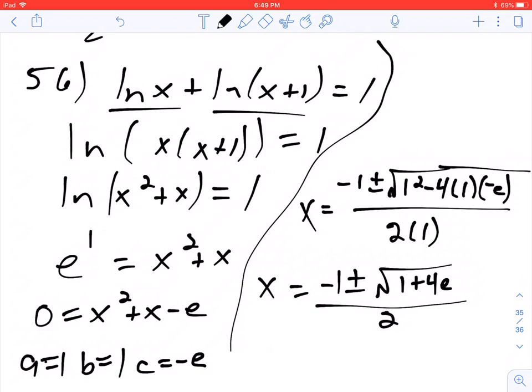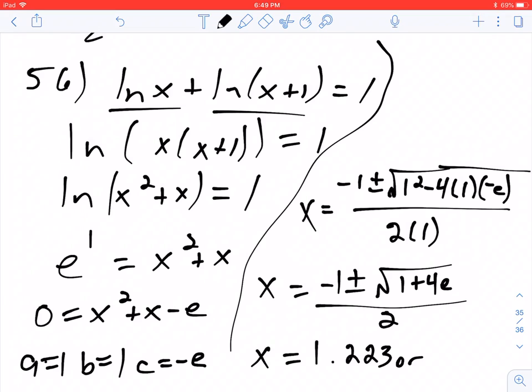And that right there is what you're going to type into your calculator. You really can't condense that anymore. But there's two answers in one. First, you have to type it in with the plus, and then you need to type it in with the minus. So in doing that, you're going to type -1 plus the square root of 1 plus 4e. You want to close out your parentheses, make sure, and then all of that's going to get divided by 2.